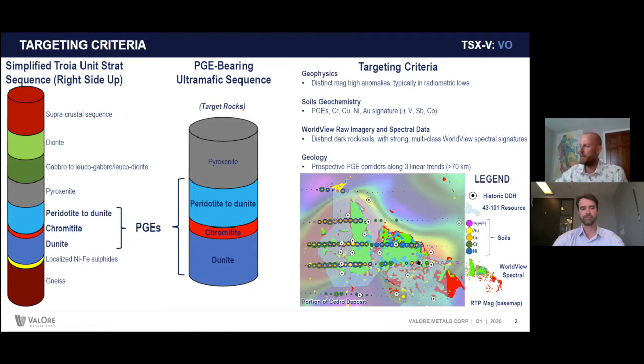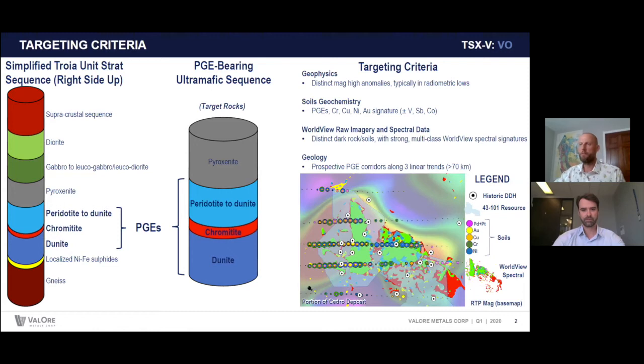So what you see in the bottom right here is just a zoom in of a portion of the Cedro deposit. The east-west lines are soil samples, so you can see the different elements that are kicking there. The faint blue outline here is the 43-101 resource solid, which is dipping to the east gently, 20-25 degrees. You see the WorldView spectral data as these color blobs and swaths of color, different colors meaning different classes of spectral anomaly. And then in the background, you see the mag high that it's associated with. So this broad area of warmer colors signifies the mag high anomaly.